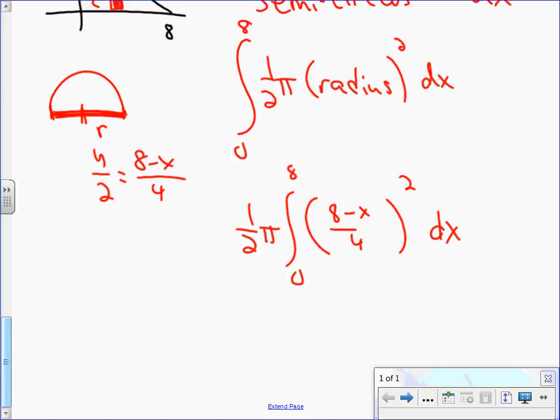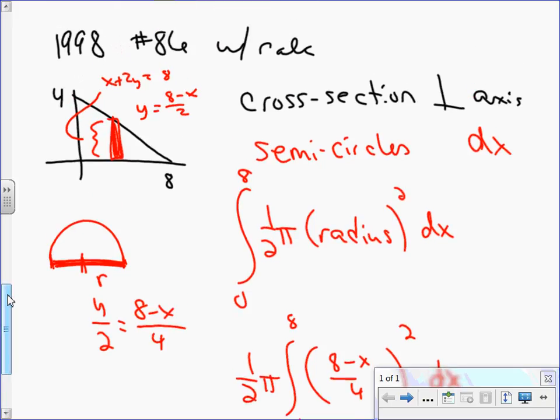Okay. If this had been just a square, we'll do this in blue. If they had said cross sections are squares, you would have drawn this picture. Yes? And you would have said no 1/2 pi, and you would have said side squared. Yes? And what would the side be? 8 minus x over 2. Okay? Do I see? Okay, now we're going to practice the calculator part.